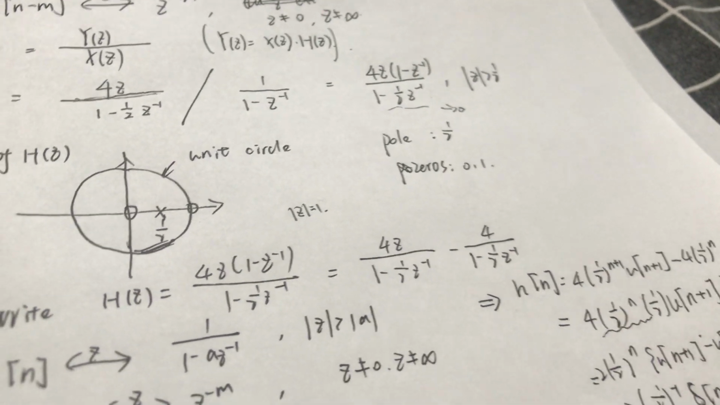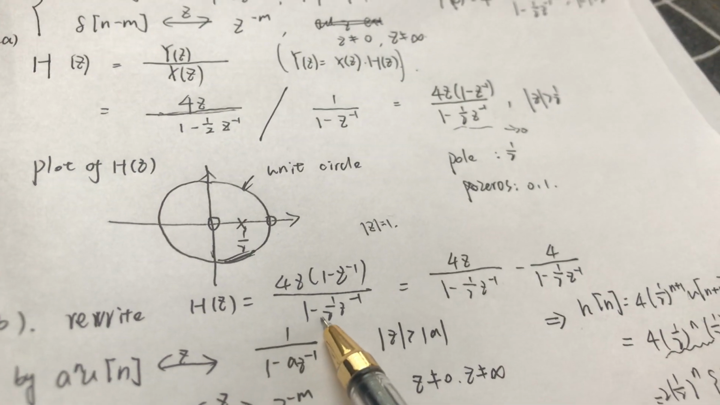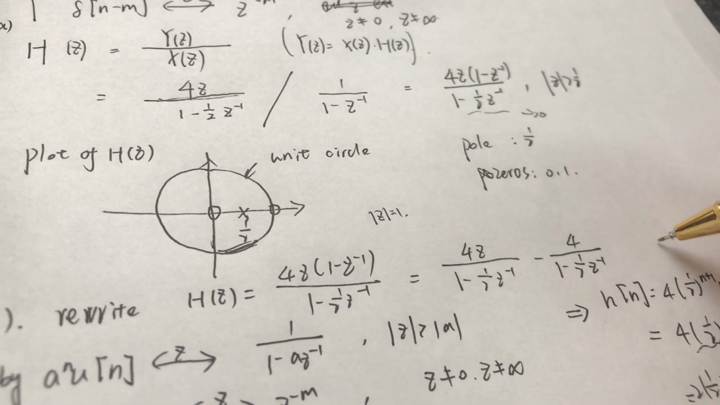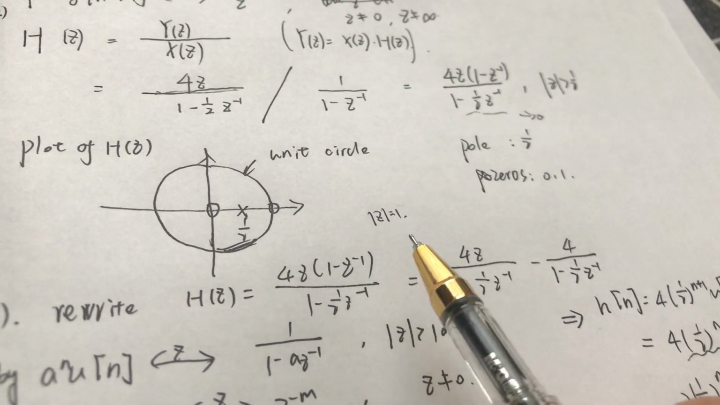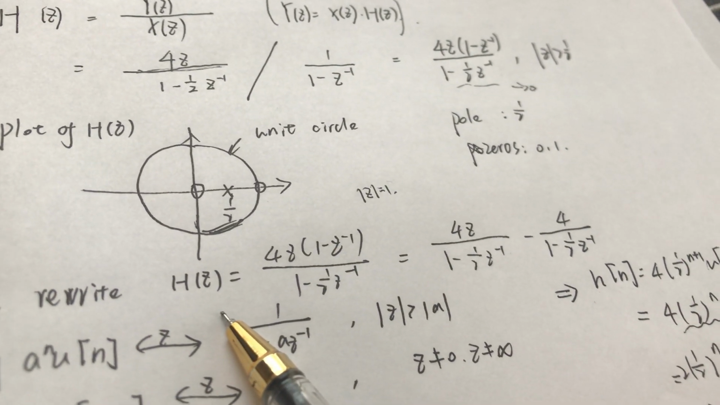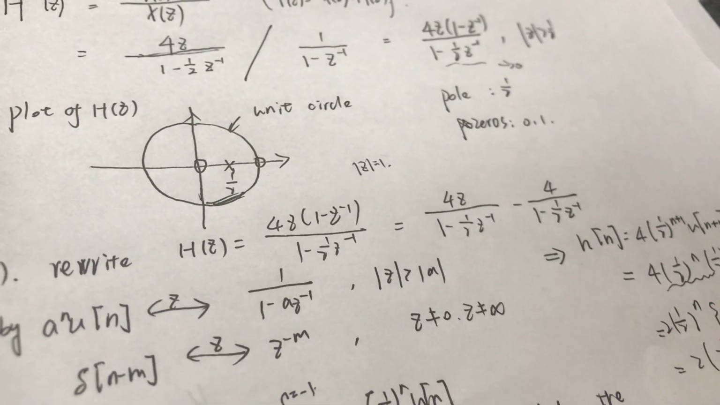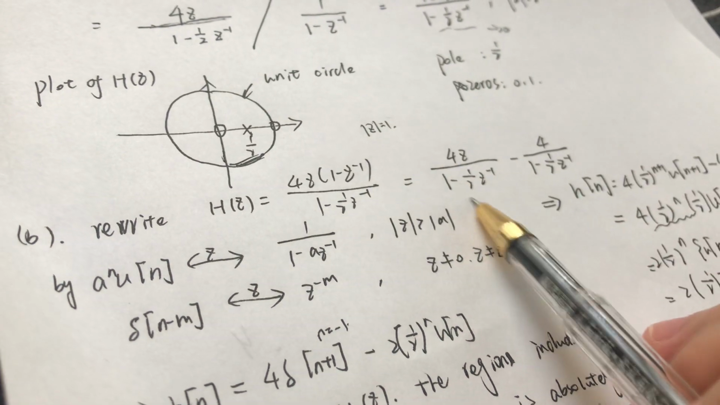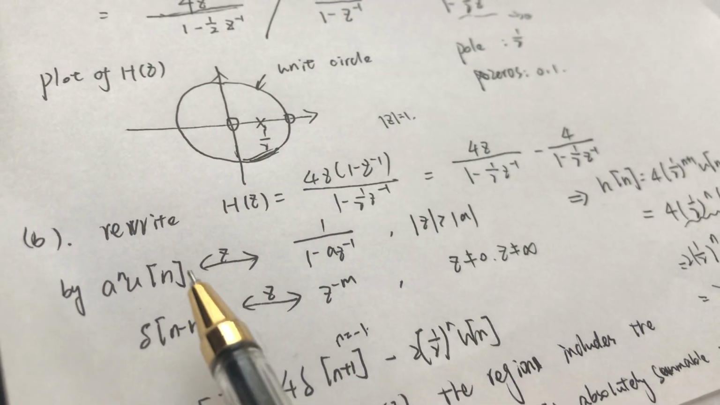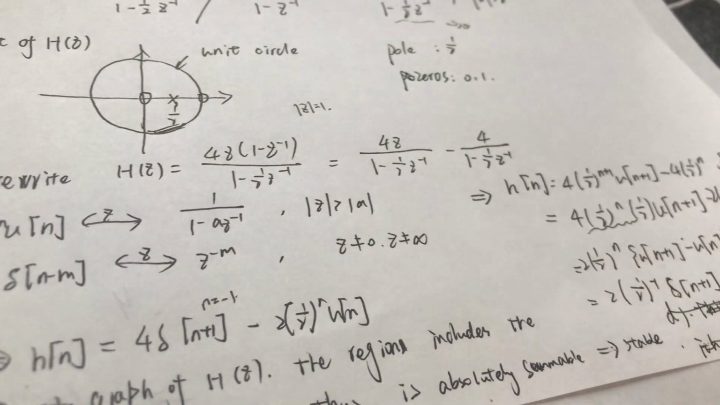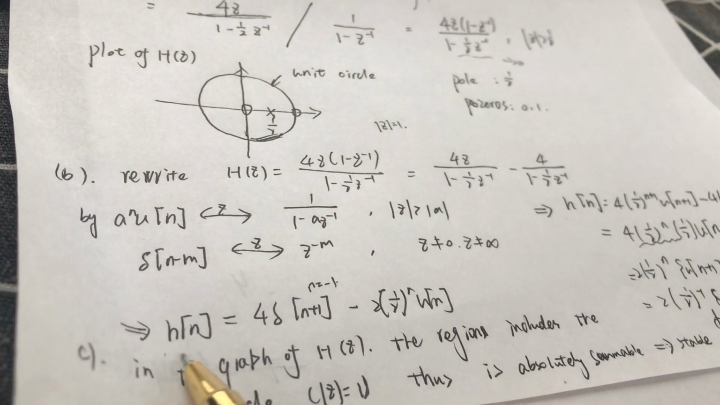Find the impulse response h[n]. We already know H(z) from the above question, which is this one. I'm sorry. I try to use the partial fraction method to get the inverse Z transform. So I rewrite this one into two combinations of this one. So if we get this one, we could easily use this Z transform pair to get h[n], which is this one. So we get h[n].